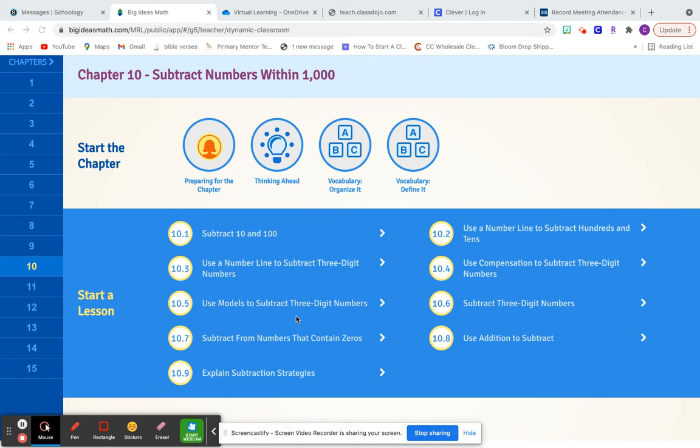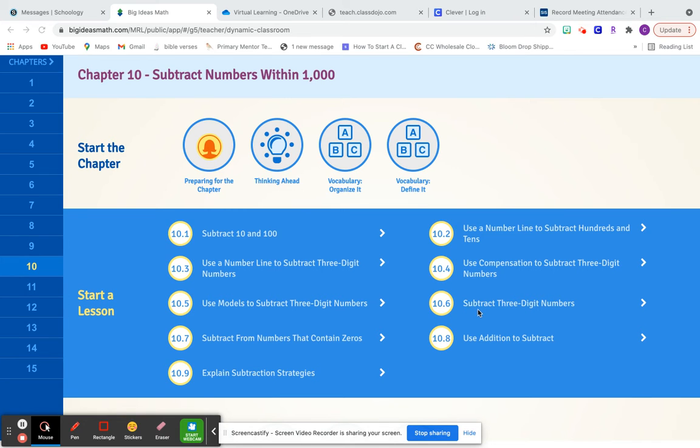We did look at models with addition, but I think we know how to use models. That's just using your place value blocks, like your squares for your hundreds and your sticks for your tens and your little cubes for your ones. So I think we understand that concept.